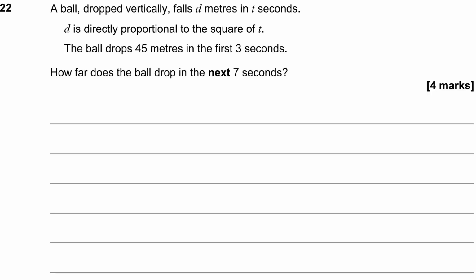Okay, so we've got a fairly straightforward proportionality question here. Let's start off with the relationship. We're told that d is directly proportional to the square of t. So d ∝ t squared. Once I've written it down like that, I can replace the proportional sign with equals k and evaluate what k is. I've used this bit of information already, to give me the relationship.